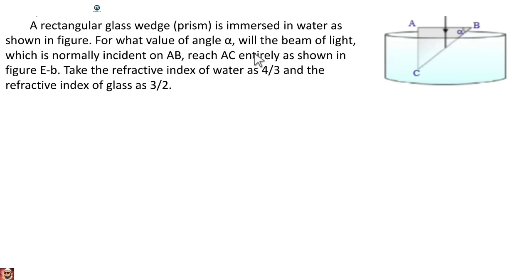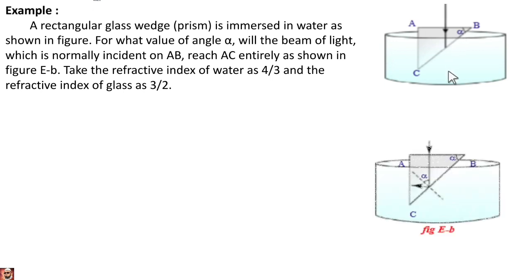And the condition is a beam of light, which is normally incident on AB. After incidence, you will observe that it reaches the side AC. The refractive index of water is 4/3 and the refractive index of glass you have to consider as 3/2. Let us solve.